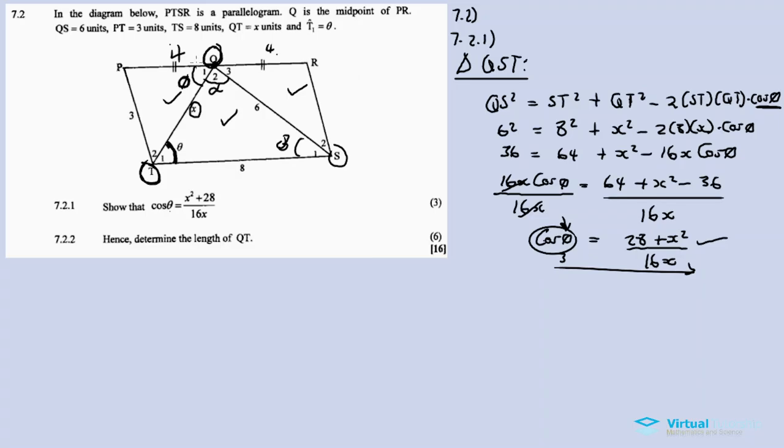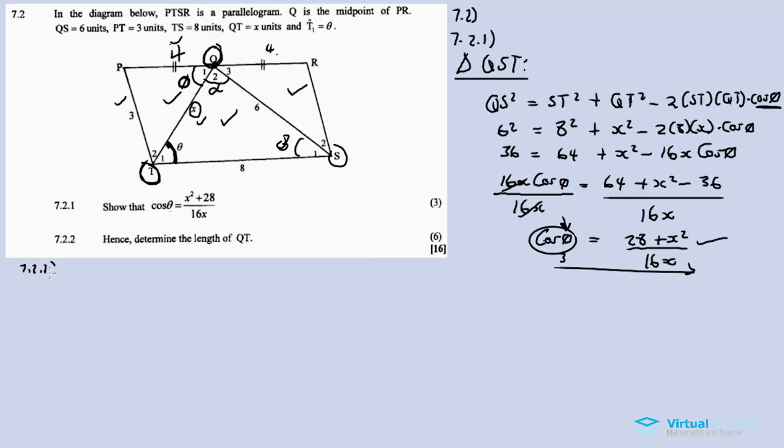Now I have theta and 4 and 3, then I have x. I can apply a cosine rule again and find cos theta equal to something, using the cosine rule, so that once I have that expression I will be able to equate it with this one and calculate for x.